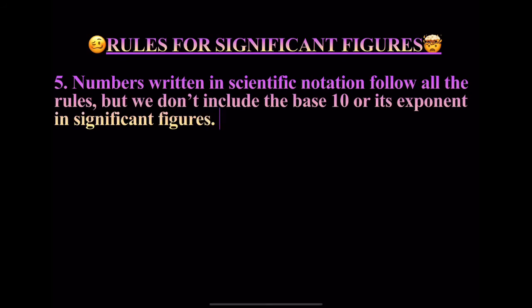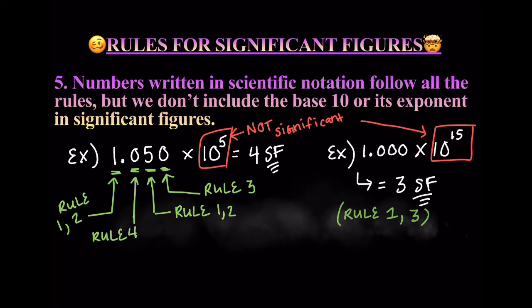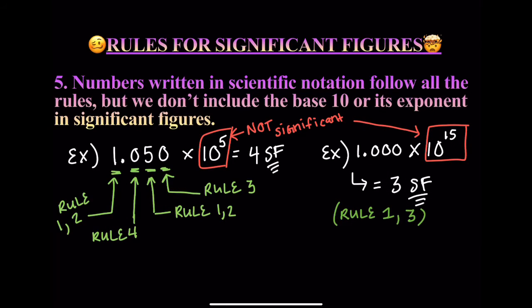Rule number 5. When we're looking at numbers written in scientific notation, they follow all the same rules, but we just don't include the base 10 or the exponent. So here's 2 examples. And I wrote which rule goes with each little number if you need to go back and check in this video.